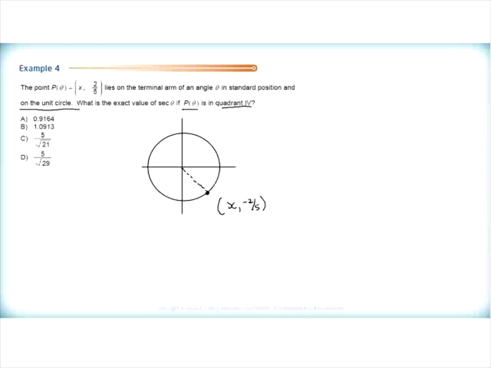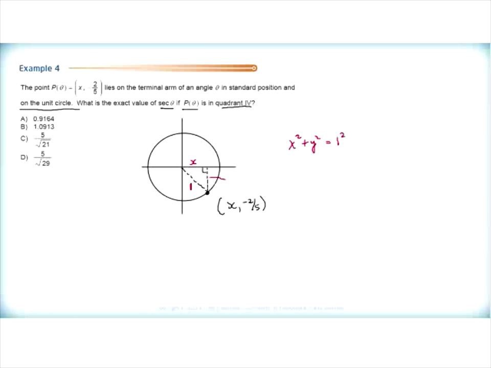We know the y coordinate. We don't know the x coordinate. We're looking for the secant of the angle. To find the secant of the angle, we do need to know the x-coordinate, because secant is the reciprocal of cosine. So we need to be able to figure that out. Because it's a unit circle, the hypotenuse again in this triangle is 1. I can use the fact that the hypotenuse is 1 and the fact that I know the equation of this circle is x squared plus y squared equals 1 squared.